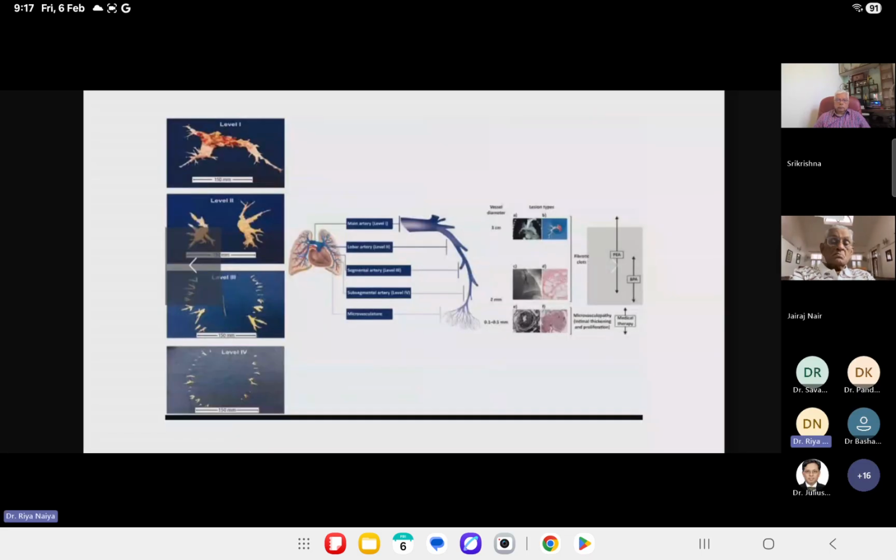This is another image that shows the same as was explained in the previous slide. The main pulmonary artery, lobar artery, and segmental artery, which are levels 1 to 3, are usually amenable to thromboendarterectomy. Subsegmental levels, or level 4, are better addressed with the help of BPA, and microvasculature is usually reserved for medical therapy. The size of the vessels goes from the main pulmonary artery level of 3 centimeters down to a microvascular level of 0.1 to 0.5 millimeters. So depending upon the size of the vessel and where the lesion is located, the therapy is decided.